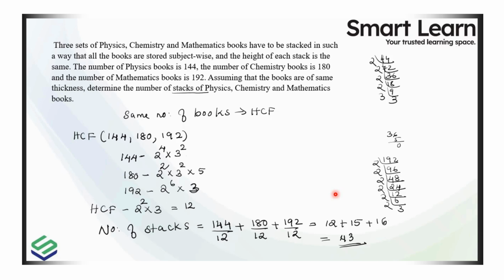So children, we completed the textbook, I mean NCERT, and we did the extra questions. So I hope this is clear.